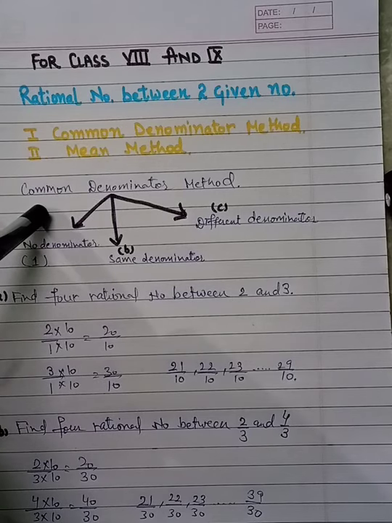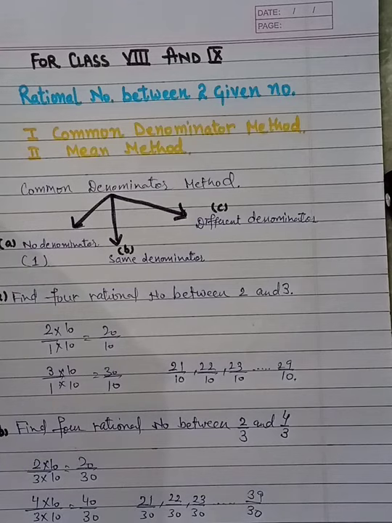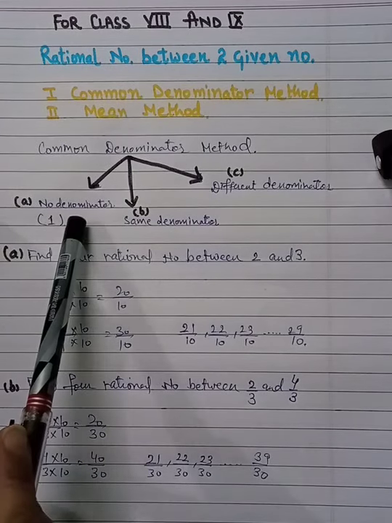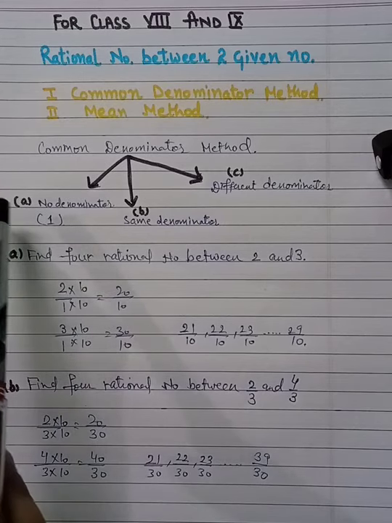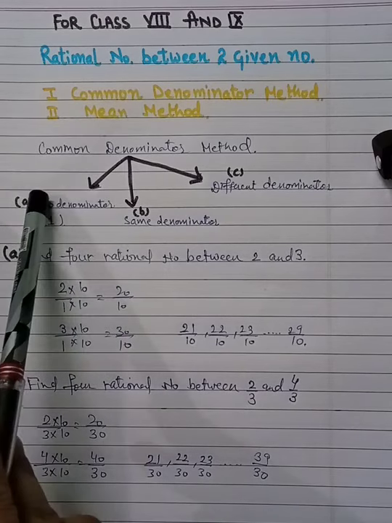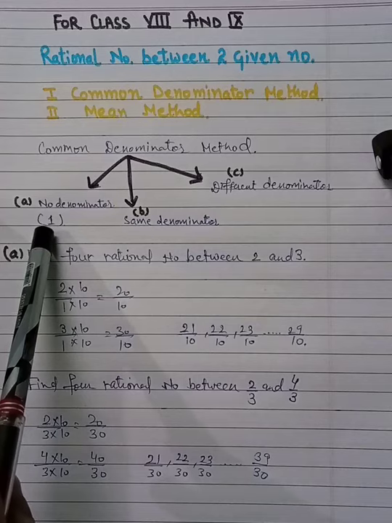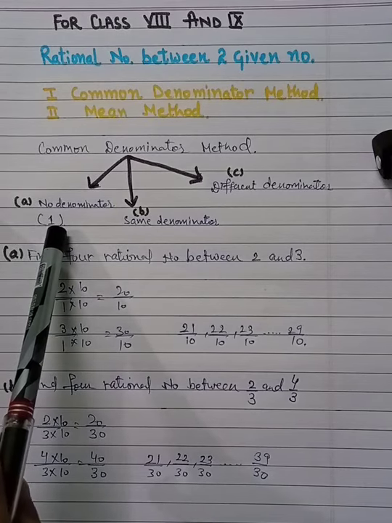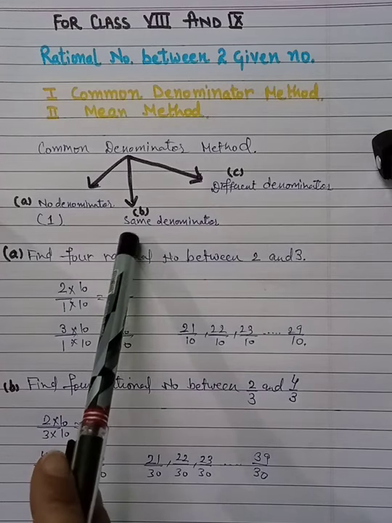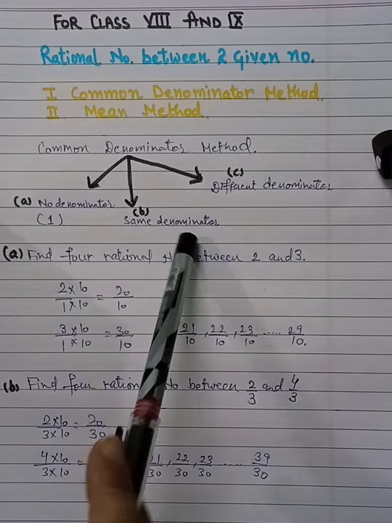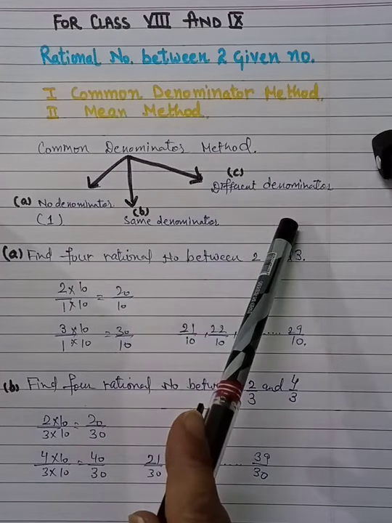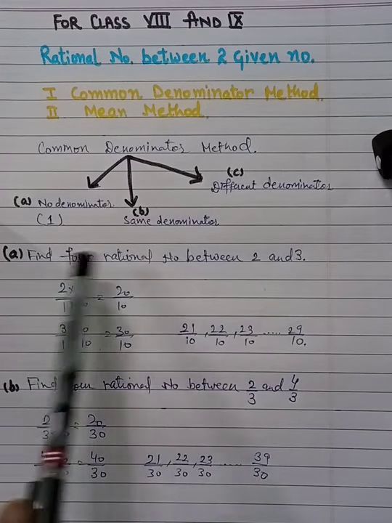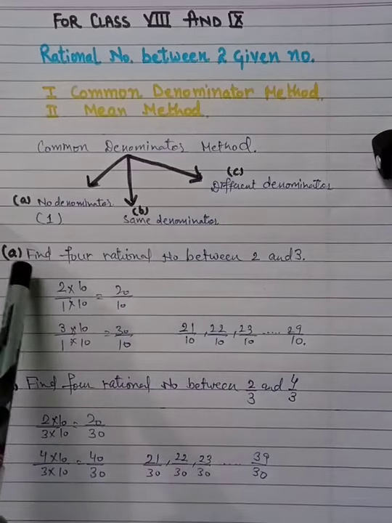When we talk about the common denominator method, we have to subdivide it into three parts. The first part is where we don't have any denominator, or we can say the denominator is having the value of 1 only. The second is same denominator and the third is different denominator. Let's start with no denominator, or the denominator is 1.